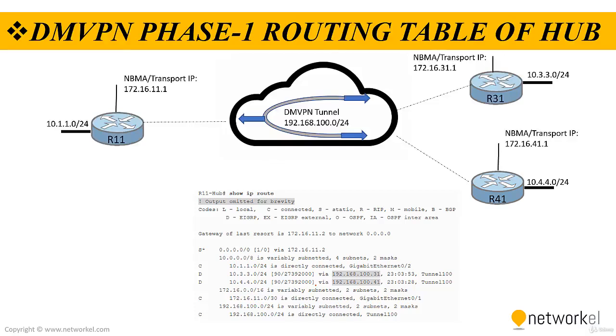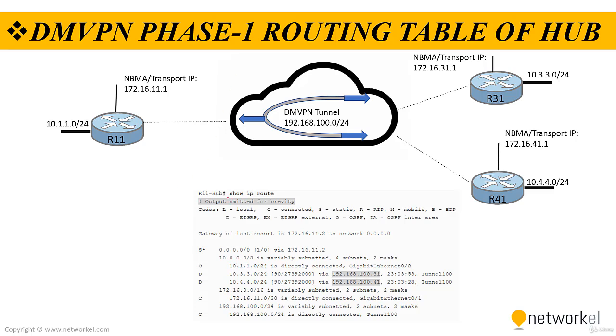So now let's check the routing table of the hub. Okay, we configured DMVPN phase 1 and everything is looking fine. We verified the tunnel is up, but how is the routing table looking?